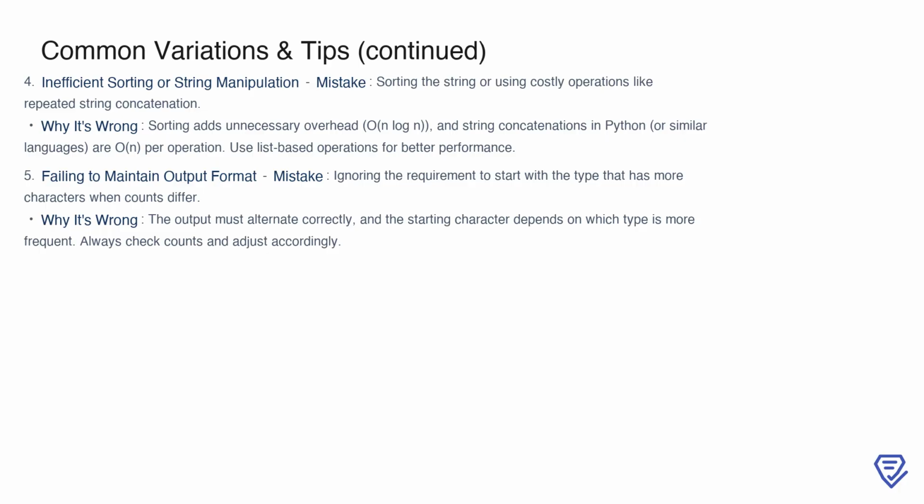Additionally, it's crucial to maintain the correct output format. When the counts of letters and digits differ, the output must start with the type that has more characters. Failing to adjust your starting character based on counts can lead to an invalid output. Always check these counts up front and design your solution accordingly.